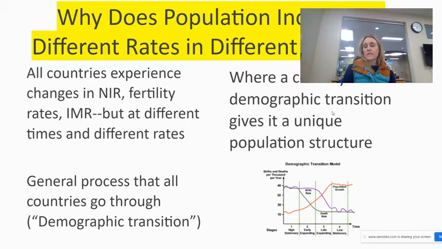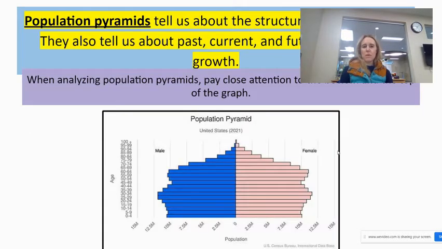Where a country is in its demographic transition gives us a unique population structure. So what do we talk about when we talk about population structure? We're going to use population pyramids to tell us about that structure. They also can tell us about past, current, and future growth. When we talk about population structure, we're talking about what ages are people in the population. Do we have a lot of elderly people? Do we have a lot of babies and young people? Do we have a lot of middle-aged people? And we also can take a look, on one side, at the male population versus the female population.